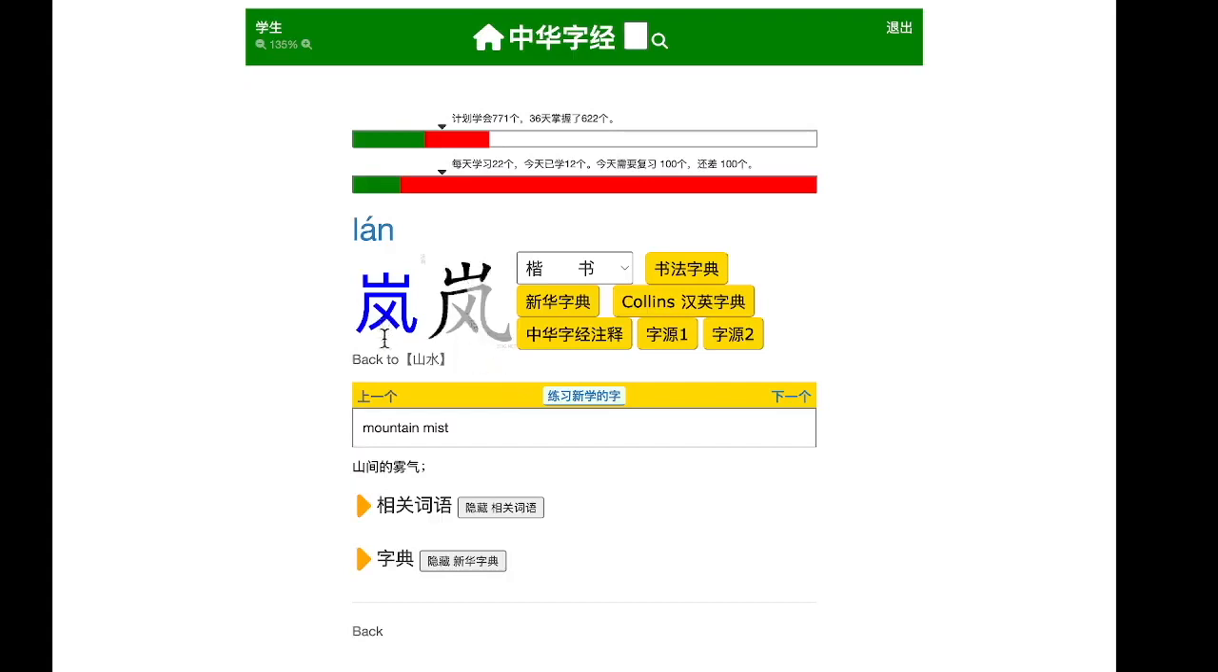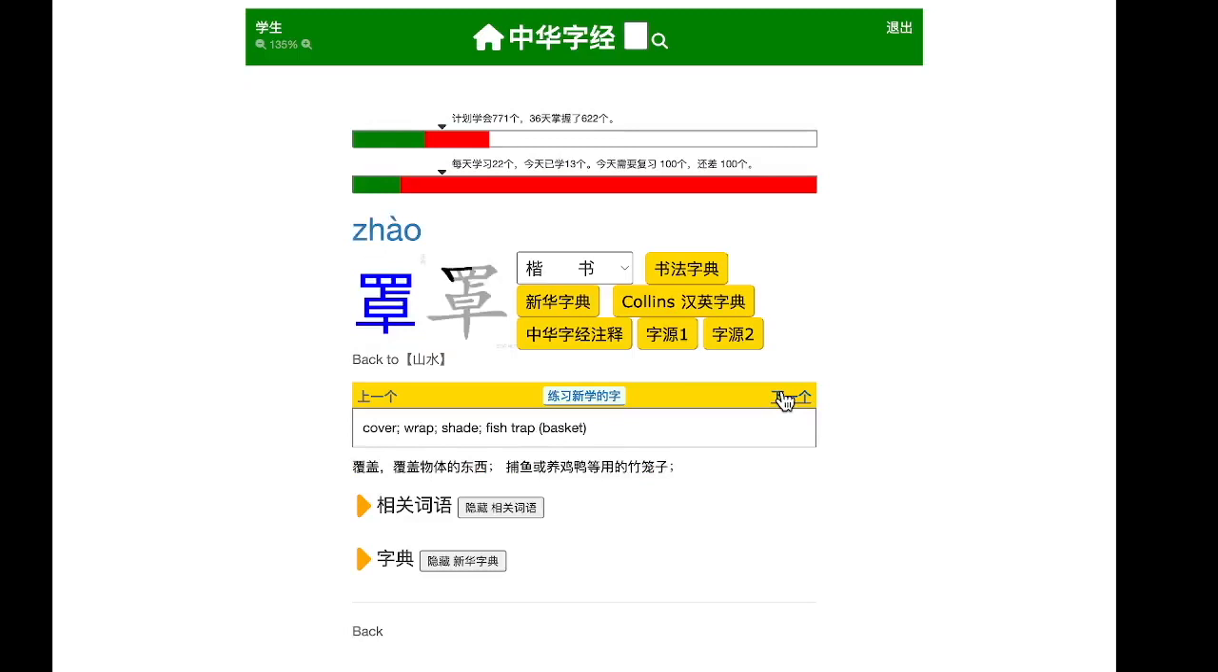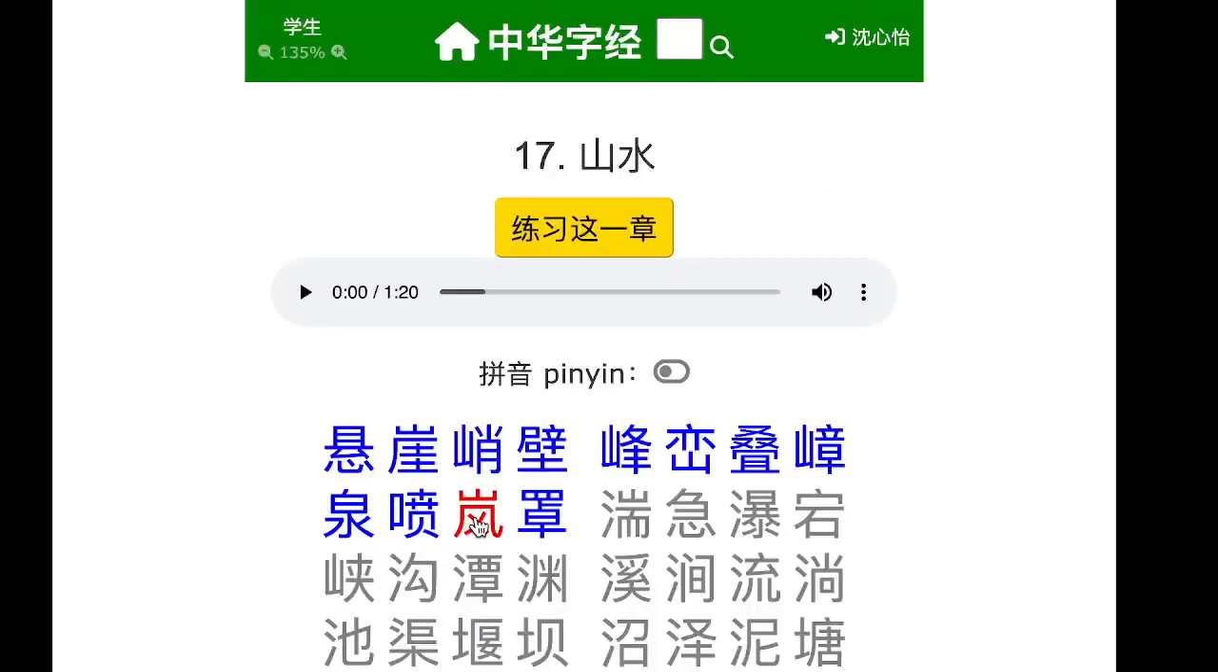岚. 岚, on top you got a mountain, on the bottom you got wind. So 岚 means a mountain mist. 罩 means to cover, wrap, or shade. Also refers to a type of basket that's used to trap fish. But in this case, we're talking about the way the mist covers the mountains.